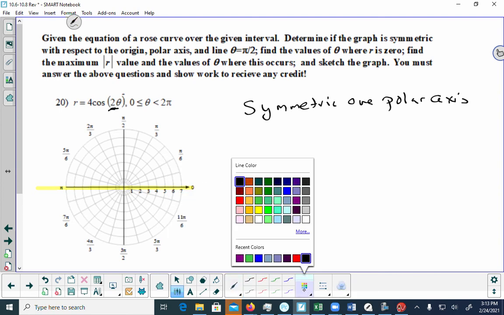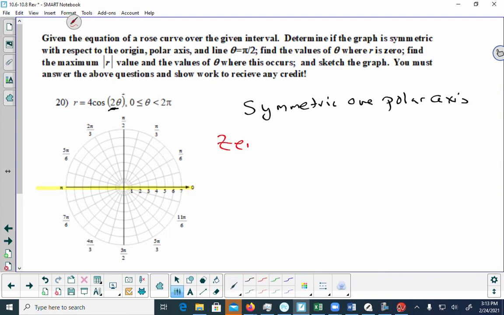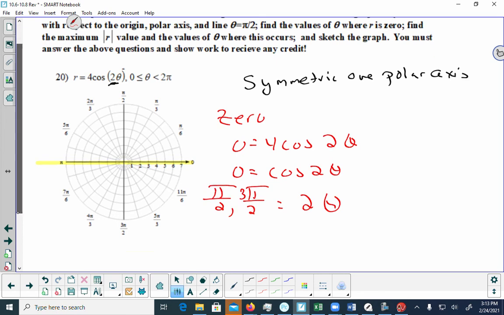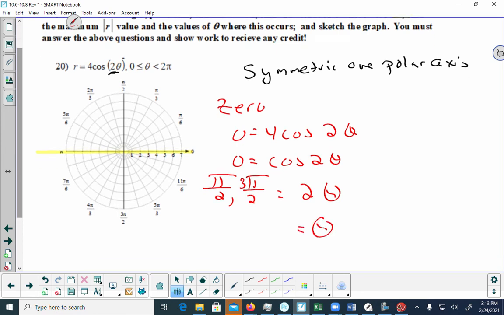I am going to find my zeros first. My zeros are going to be 0 is equal to 4 cosine 2 theta. So 0, divide both sides by 4. Now I'm asking myself, when is the cosine equal to 0? And that happens at pi over 2, and it happens at 3 pi over 2. And that's going to equal 2 theta. So to find 1 theta, I'm going to divide both by 2 or multiply by 1/2, and I get pi over 4 and 3 pi over 4. So those are 2 places where my 0 occurs.